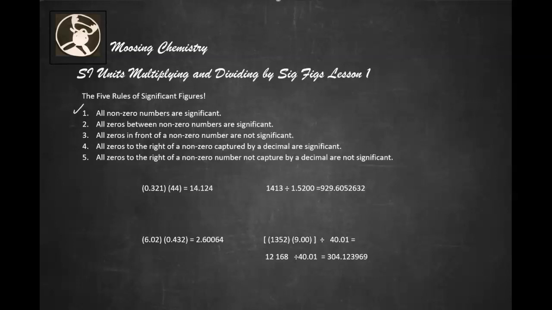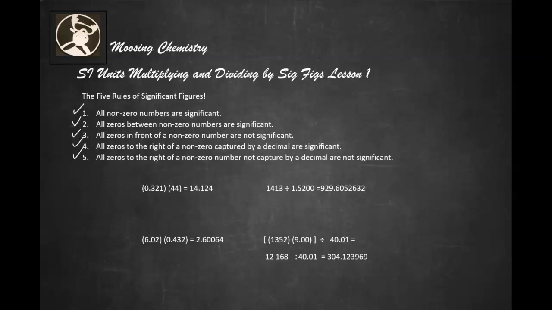Number 1, all non-zero numbers are significant. Number 2, all zeros between non-zero numbers are significant. Rule number 3, all zeros in front of a non-zero number are not significant. Rule number 4, all zeros to the right of a non-zero number captured by a decimal are significant. And rule number 5, all zeros to the right of a non-zero number not captured by a decimal are not significant. All right, now, so when we multiply and divide numbers, we can only be as accurate as our least number of sig figs.